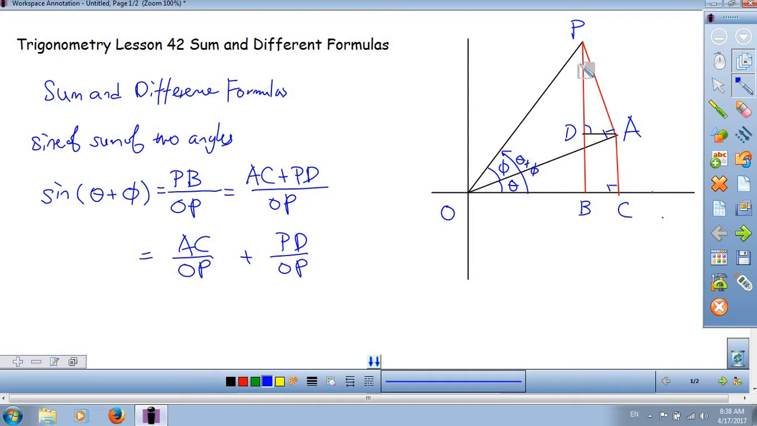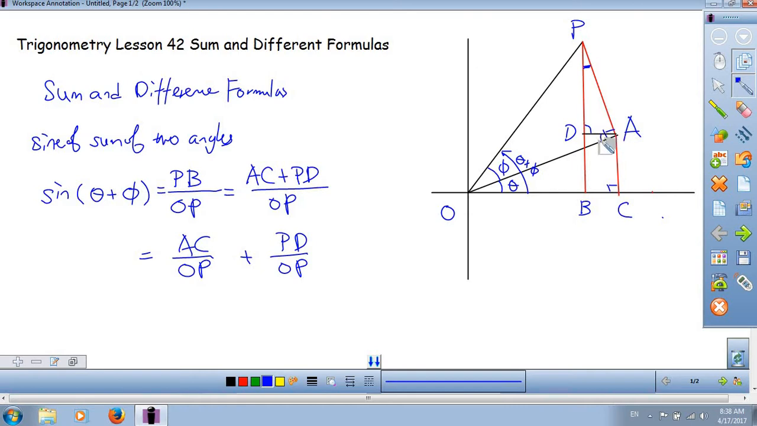Now, there's a little angle right there. What is that angle? First of all, let's take a look at this angle theta. Angle OAC right here is 90 minus theta. And this angle PAO is 90 degrees. So this is 90 minus theta, and angle DAC is 90 degrees. So this little angle right there is theta.